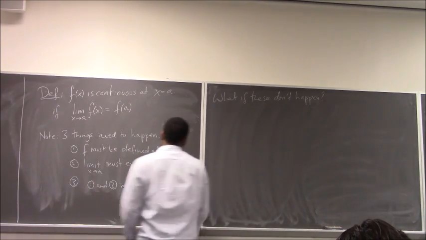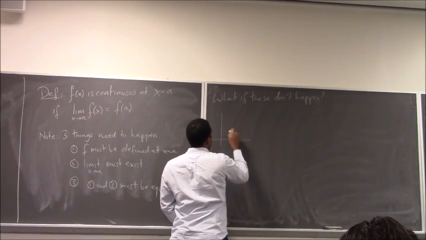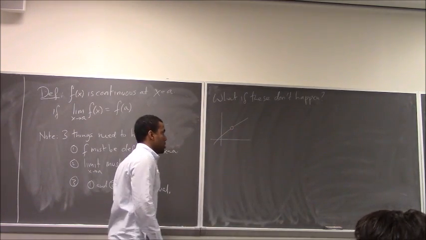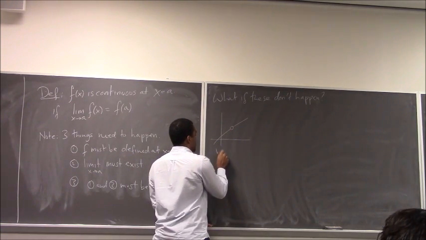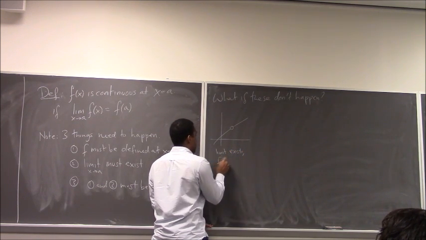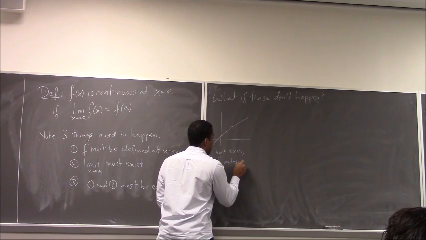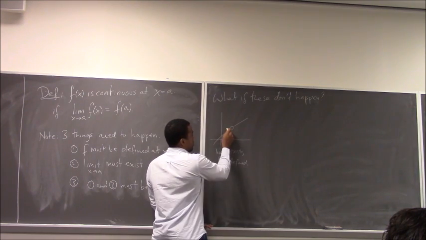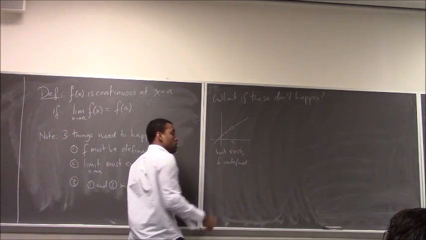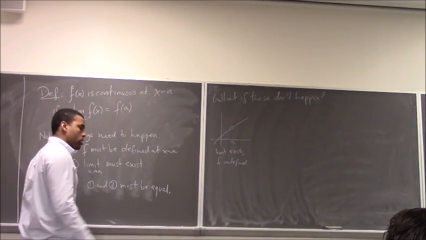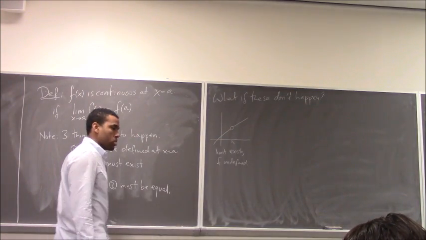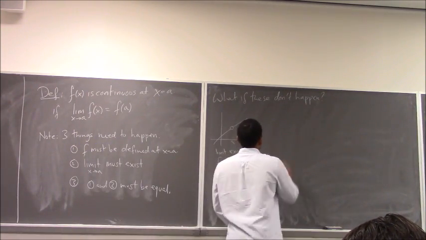What if one of these doesn't happen? Well, here's an example. If you have a hole, this is an example where the limit exists, but f is undefined. If you're going from the right hand or the left hand at the point a, you can actually get a limit. Both hands will agree and you will get an answer, but the function itself doesn't exist there. You'd end up with a hole.